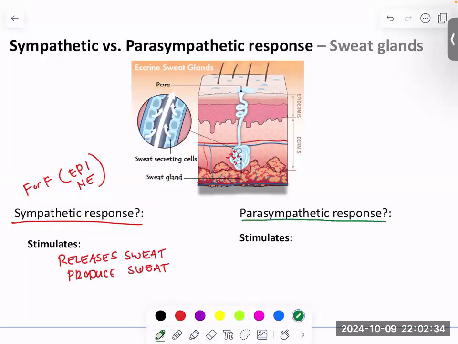Parasympathetic. Which response? Neurotransmitter. When you put acetylcholine, what is that going to tell the sweat gland to do? The sweat gland's normal state is not releasing sweat. So it tells the sweat gland to do absolutely nothing. Stay that way.